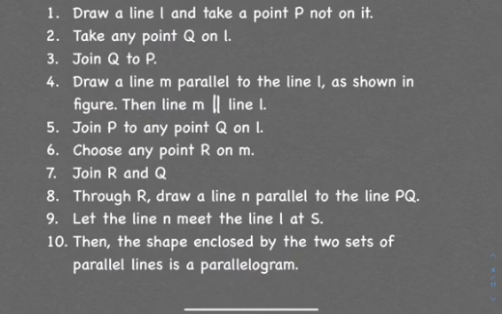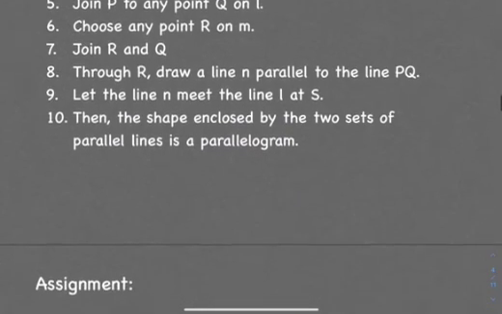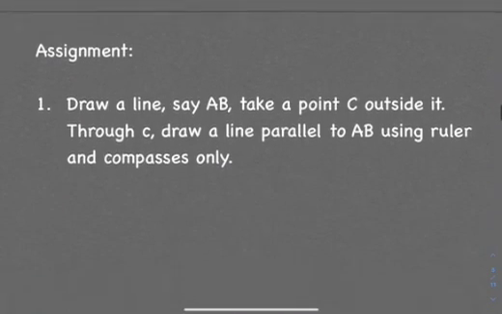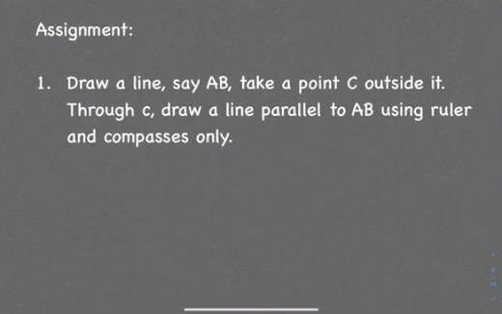Moving on. Now for the assignment. Draw a line, say AB, take a point C outside it. Through C, draw a line parallel to AB using ruler and compasses only. It's very simple, children, very much similar to what we have already done. Try this construction for you to get acquainted with how the construction of parallel lines actually happens.